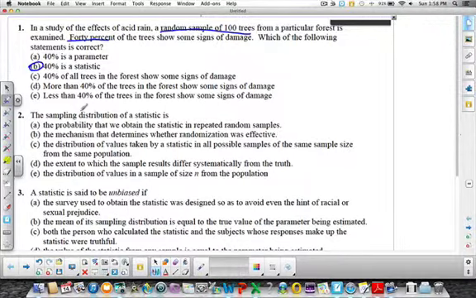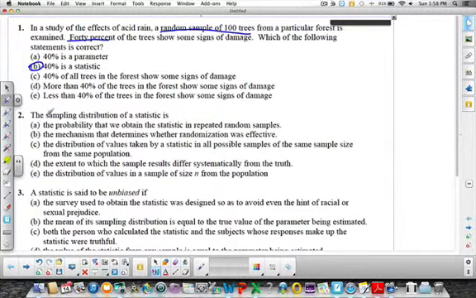40% of all trees in the forest show some signs of damage. We don't know that. We only know that 40% of our sample show those signs of damage. And we certainly wouldn't know if it's more or less trees than that in the forest.